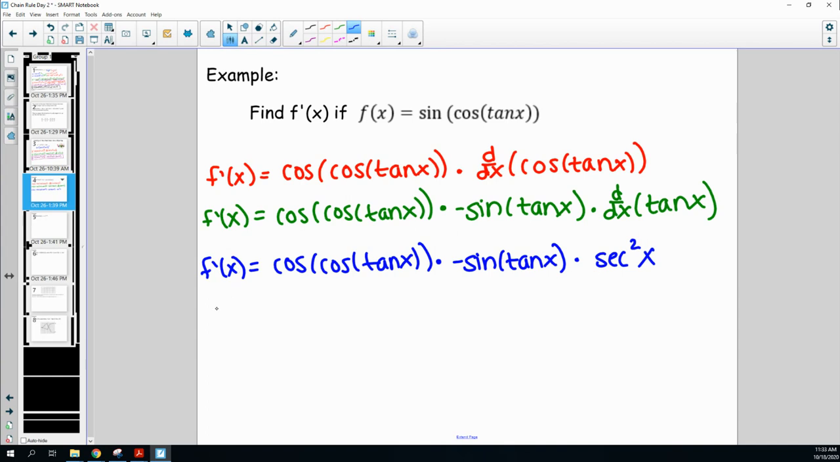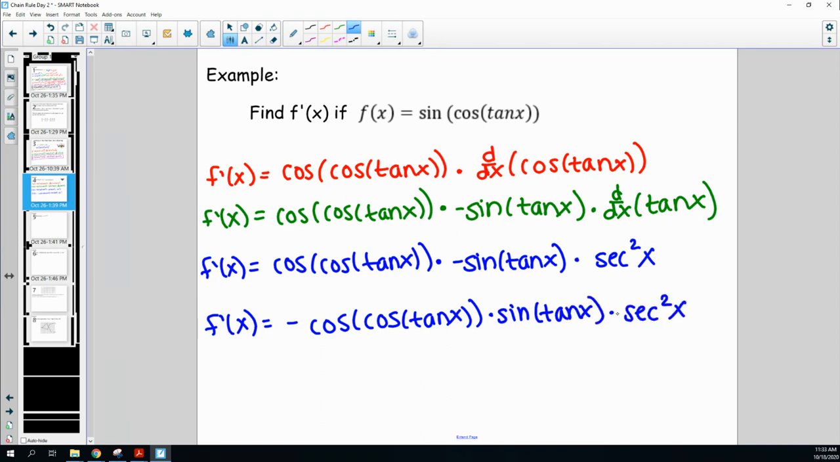So I'm just going to rewrite this with the negative in front, because when I have a negative in the middle, it looks like it's subtraction at some point. So I'm just going to put the negative right in front, and say it's negative cosine of tan x times sine of tan x times secant squared x.